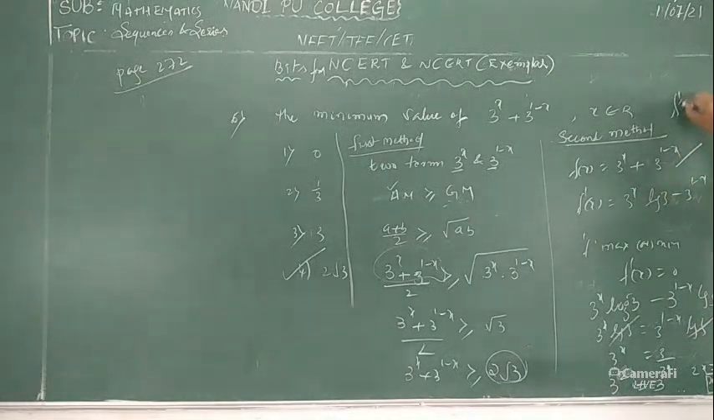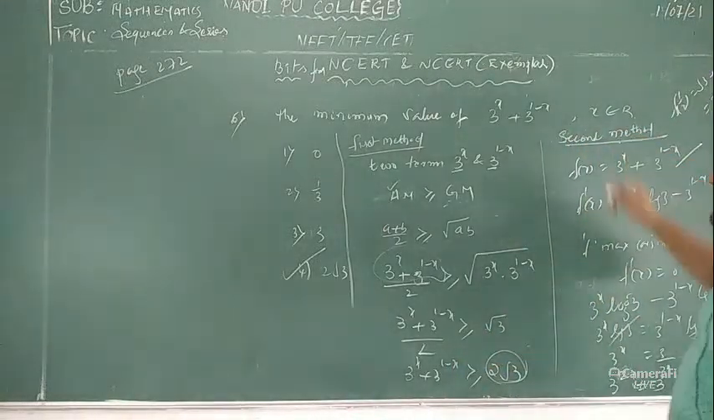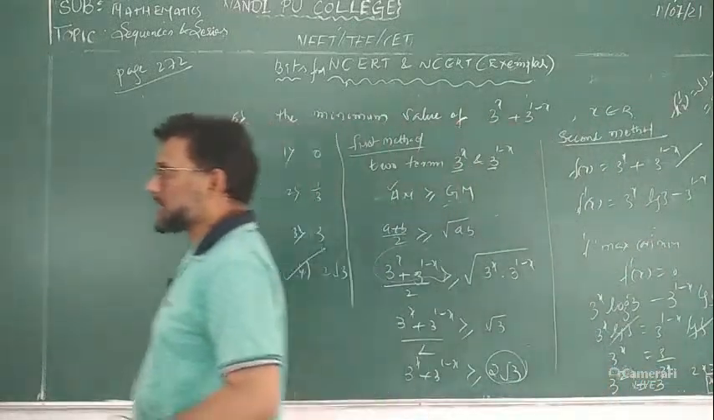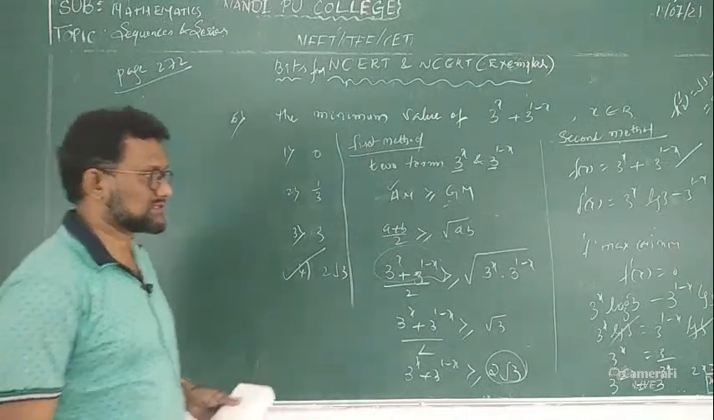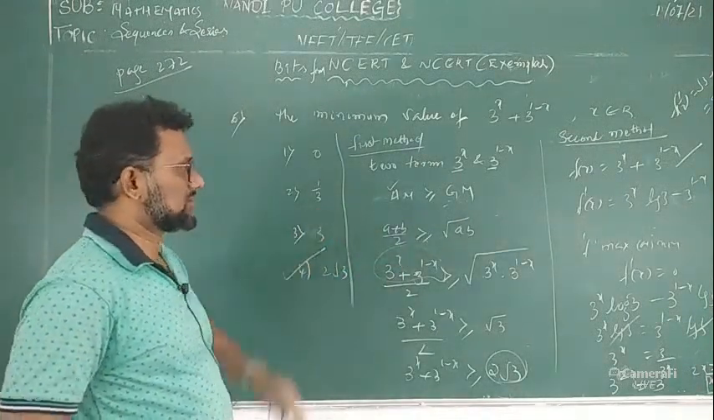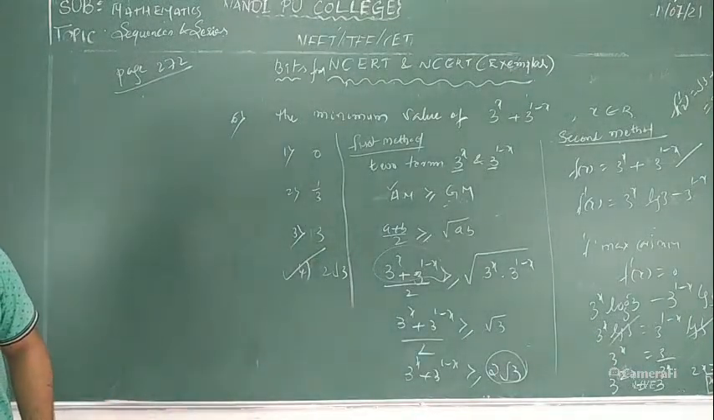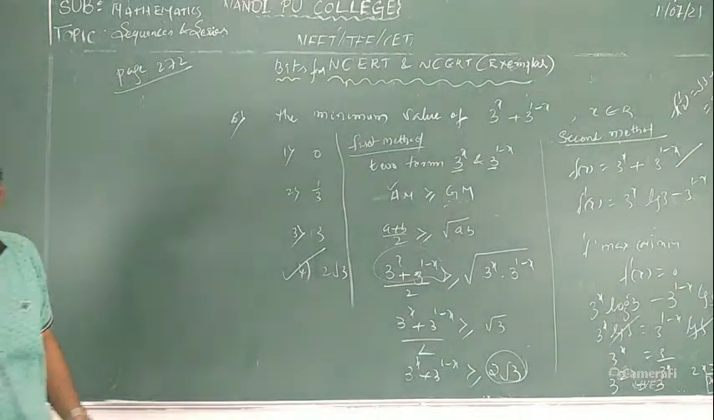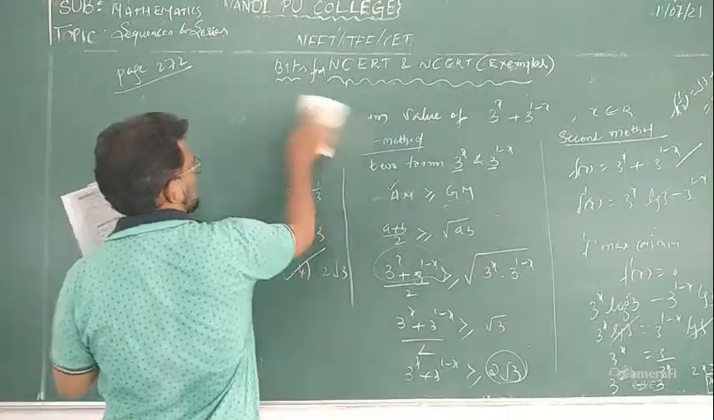So f of half is nothing but root 3 plus root 3, 2 root 3 is the answer. Same. So the second method also we can do. This second method depends upon finding the maximum value, minimum value by using the applications of derivatives method. This is the straight method. Okay, I hope you understood. Next.